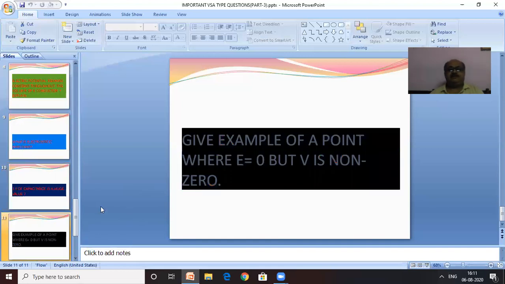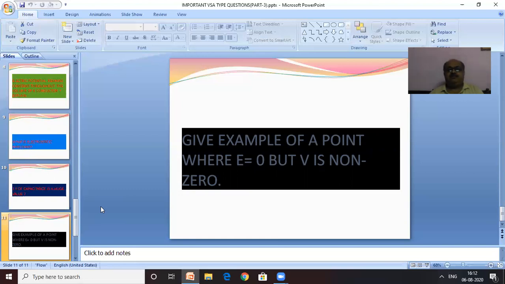Next question is, give example of a point where E is 0 but V is non-zero. E is 0 at neutral point. When we take a system of 2 equal charges separated by some distance, then at the midpoint, electric fields due to both the charges will have same magnitudes and opposite directions. The net field at that point will be 0.